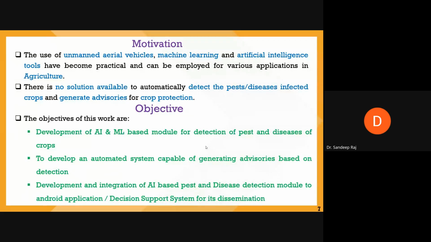So the basic objectives of this work were the development of an AI and ML module for the detection of pest- and disease-infected crops, an automated system capable of generating advisories based on detection, and development and integration of the AI pest detection module into an Android application or some kind of decision support system for its dissemination.